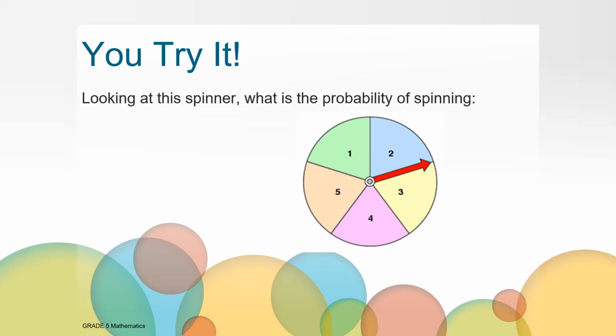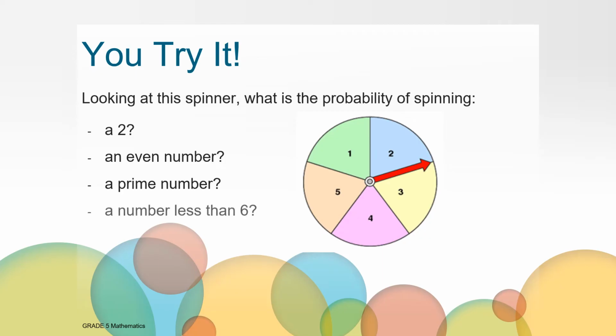Looking at this spinner, what is the probability of spinning a 2? What is the probability of spinning an even number? What is the probability of spinning a prime number? Remember, the number 1 is neither prime nor composite. And what is the probability of spinning a number less than 6?